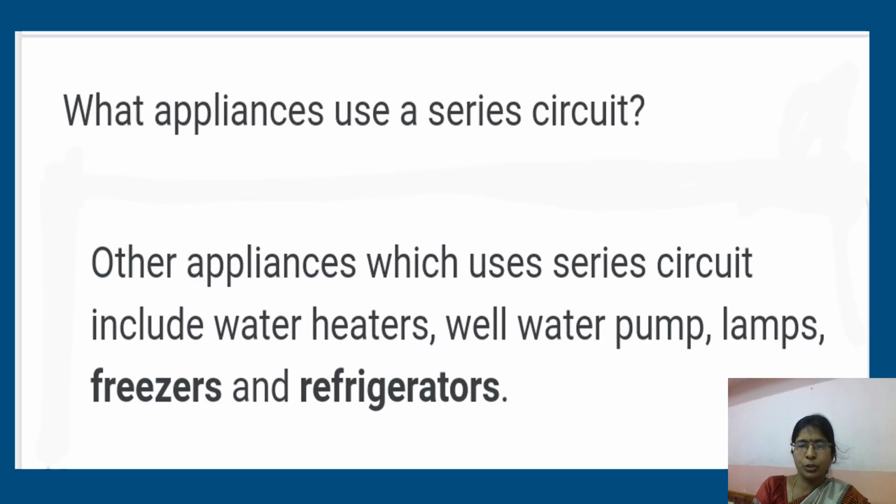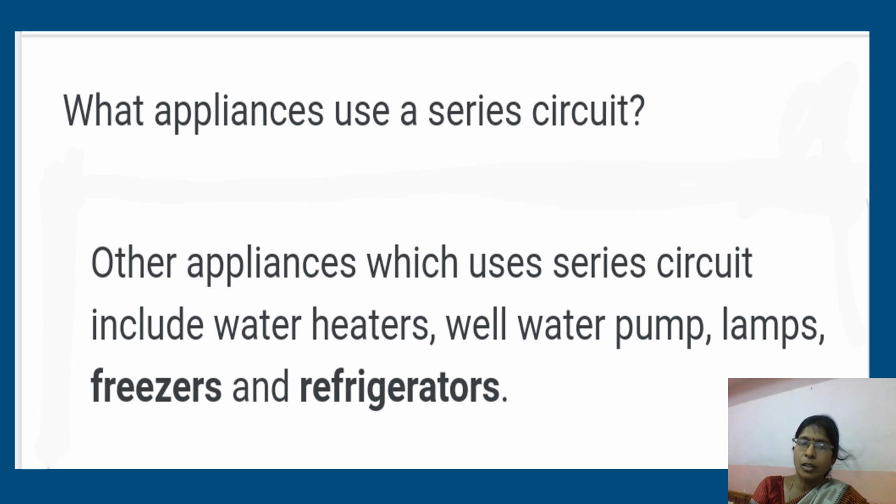Other appliances which use an electric series circuit are water heaters, well water pumps, lamps, freezers and refrigerators. Generally we use water heaters maybe for drinking or for bathing, whatever it is. So water heaters, well water pumps, lamps, freezers and refrigerators, all these are connected in series. When I say that all these are connected in series, it doesn't mean that they are connected in a series circuit in the electrical wiring at home.